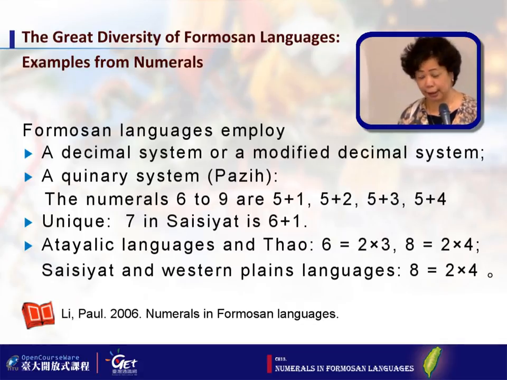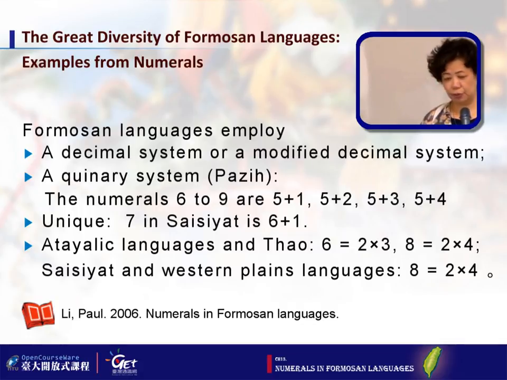And in these Atayalic languages, they have this strange expression for 6 and 8. They make it like 2 times 3 equals 6, and 2 times 4 equals 8. And this same practice was followed by Sanxia and Western plain languages. So 8 in these languages is expressed as 2 times 4. So you can see Sanxia is very unique.